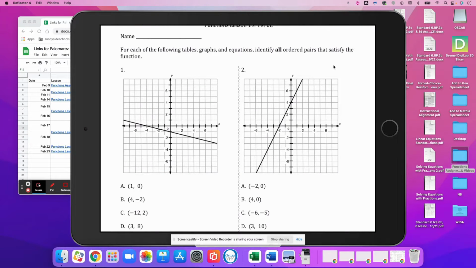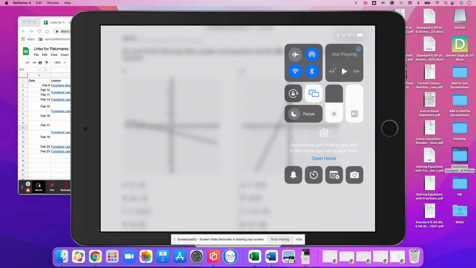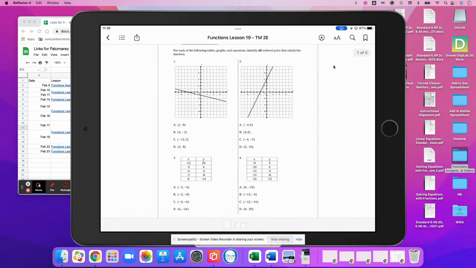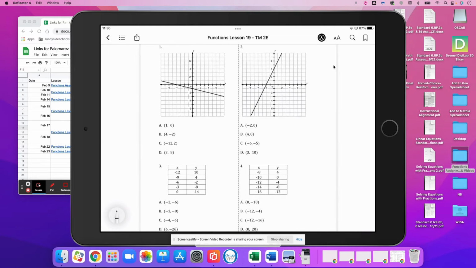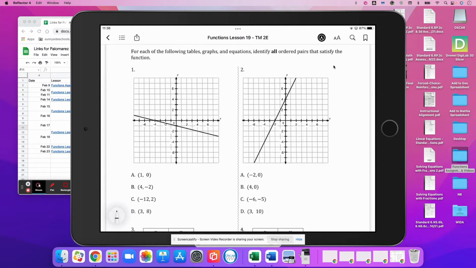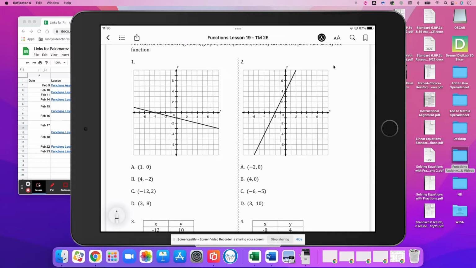Okay, so we are back with more identifying ordered pairs that satisfy the function. The good news is that some of these are going to be easier, and some of these may not be quite as easy. So we will see what happens to us here. So the first thing on these with the graph, one of the things we want to do is make sure to check and see if we can test the point on the graph.